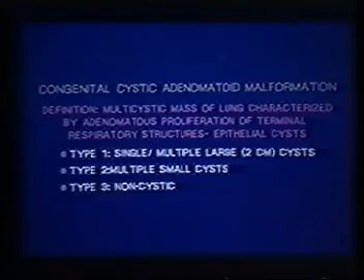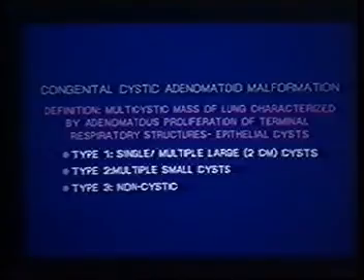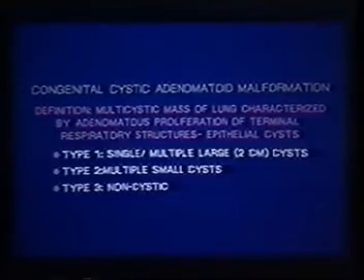Now, just a very brief word about what is in the adult population an exceedingly rare disease entity, and that's this phenomenon of congenital cystic adenomatoid malformation. Typically, this is a pathology that's seen in the neonate and the young, not in the old. But we have recently had the experience of seeing several of these. By definition, they're multicystic masses. They're characterized by adenomatous proliferation of the terminal respiratory structures, and one can subdivide these into three types depending on the size and the number of the cysts.